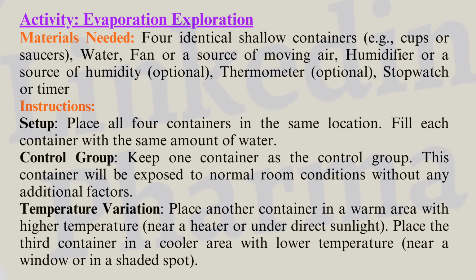Instructions. 1. Setup. Place all 4 containers in the same location. Fill each container with the same amount of water. 2. Control group. Keep one container as the control group. This container will be exposed to normal room conditions without any additional factors. 3. Temperature variation. Place another container in a warm area with higher temperature, near a heater or under direct sunlight. Place the third container in a cooler area with lower temperature, near a window or in a shaded spot.